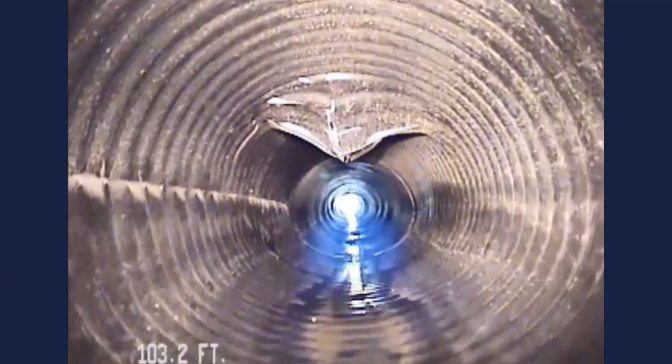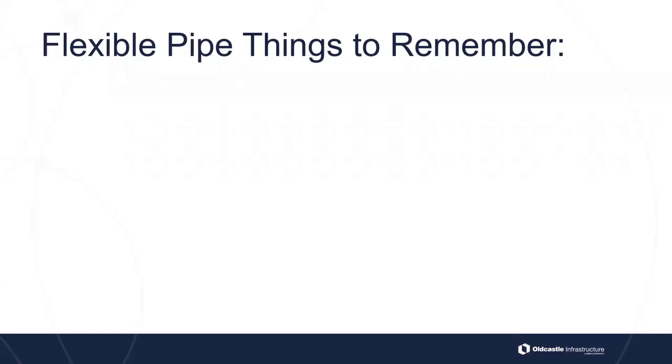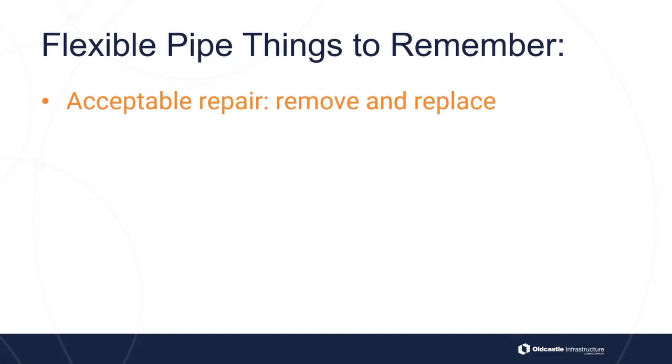So this is yet another reason to follow the specifications and make sure that there is an inspector on site during construction to make sure these types of things don't happen. So just a few things to remember when dealing with flexible pipe. Keep in mind that if a pipe does not meet the minimum deflection requirements, the only acceptable repair is to remove the pipe and replace it with a new section of pipe.